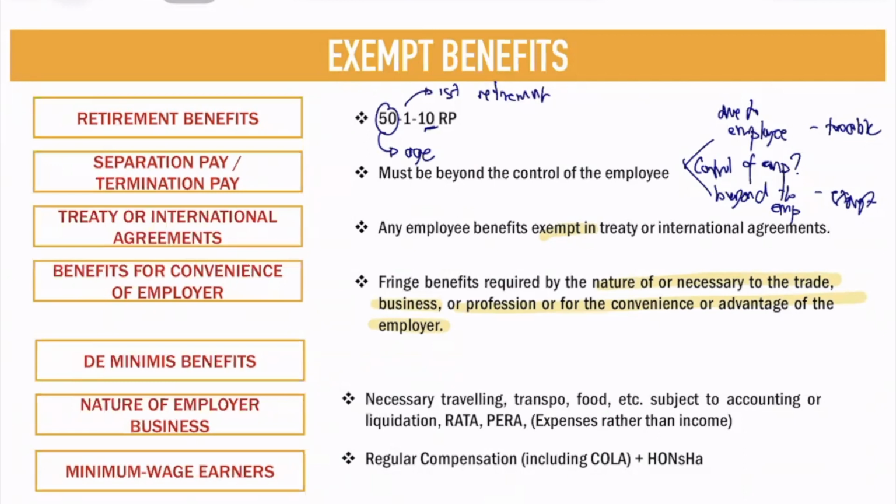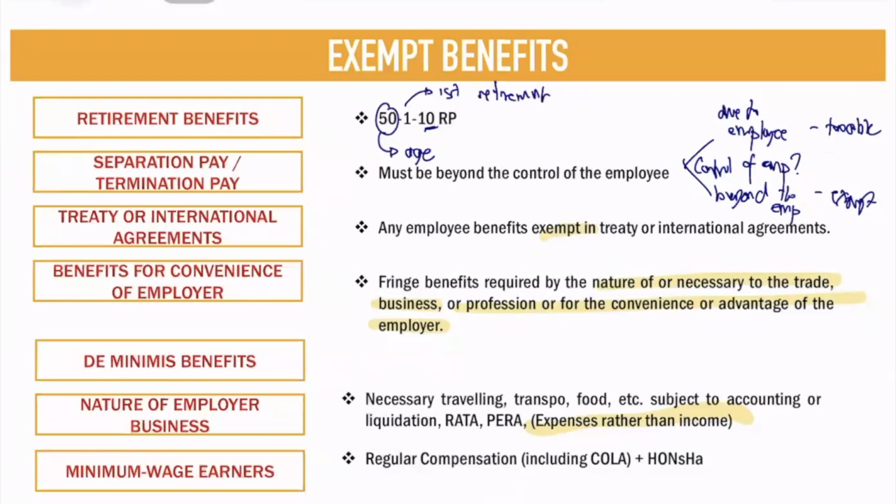Next, we have the nature of employer business. Again, if it is a necessary expense for the nature of the employer's business, it is more of an expense rather than an income, because this particular expense is subject to liquidation. So it is an expense rather than income. Examples are RATA, PERA, traveling expenses, and so on.